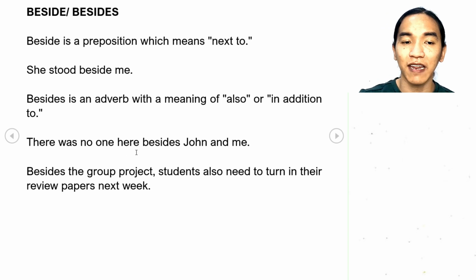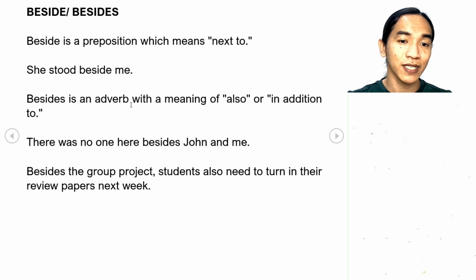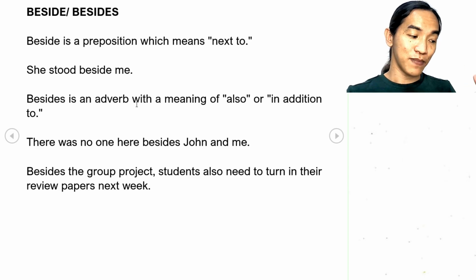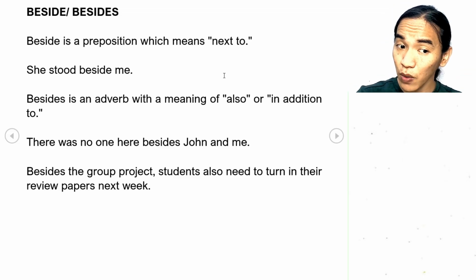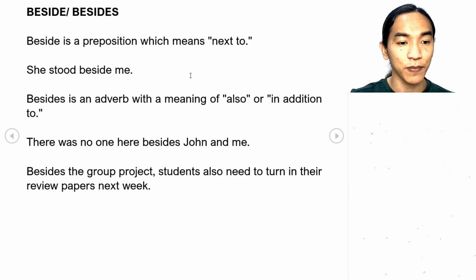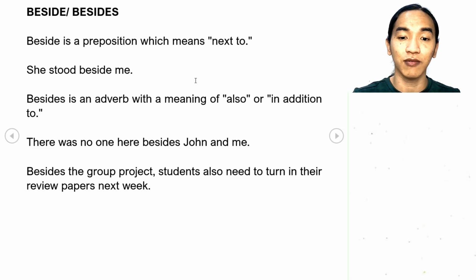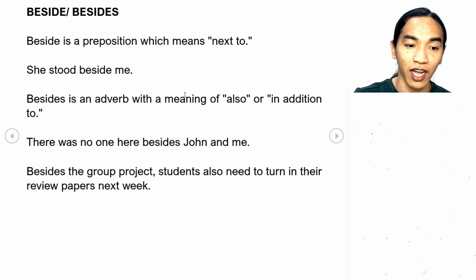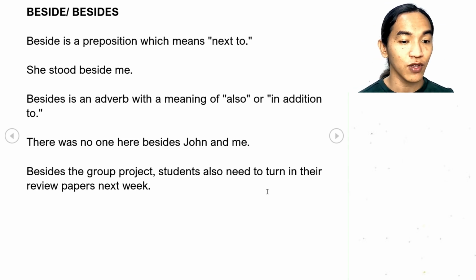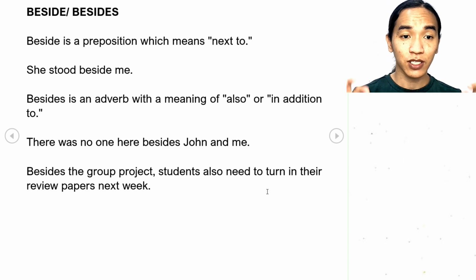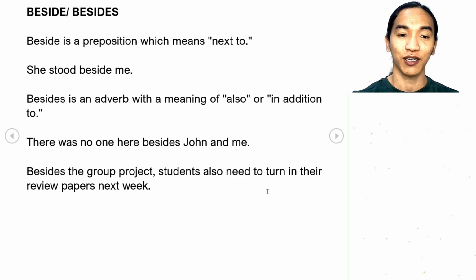Now, beside and besides. Beside is a preposition which means next to or at the side of. She stood beside me, or next to me. Besides is an adverb with the meaning of also or in addition to. For example, there was no one here besides John and me, in addition to me and John. Besides the group project, students also need to turn in their review papers next week. So please make your sentences that use beside and besides correctly.